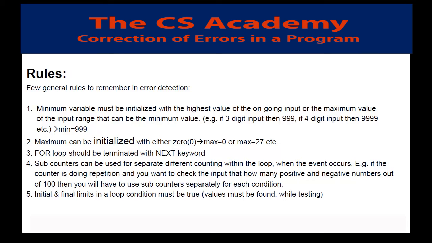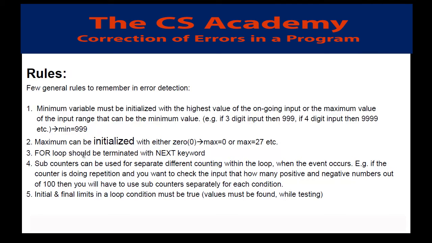So first of all, point number one is the minimum variable must be initialized with the highest value of the ongoing input. Ongoing input means the value which is being taken as input, or the maximum value of the input range. Example, if it is a 3 digit input, then 999. A 3 digit length input means it could be 100 or it could be 999, but the range will vary.